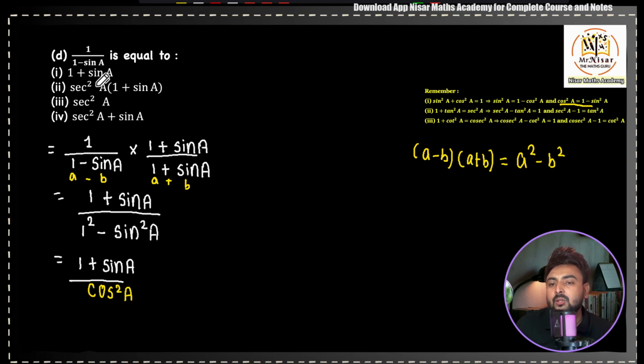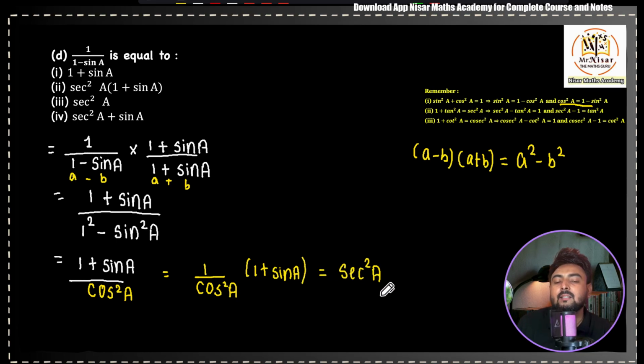Do we have this in the options? No. But here I can see 1 by cos. What can we do for 1 by cos? I'll separate it: 1 by cos square A, and here it is 1 plus sine A. Cos is the reciprocal of sec, so 1 by cos means sec. So sec square A in bracket 1 plus sine A. I hope this is in the options. Yes, we have option number 2 for this.